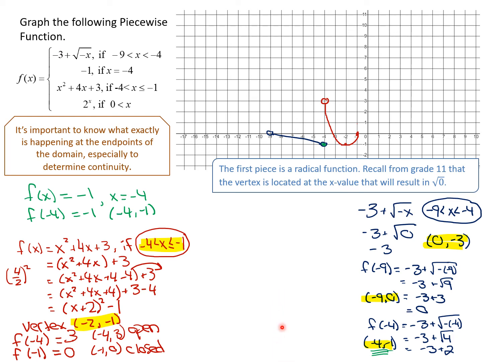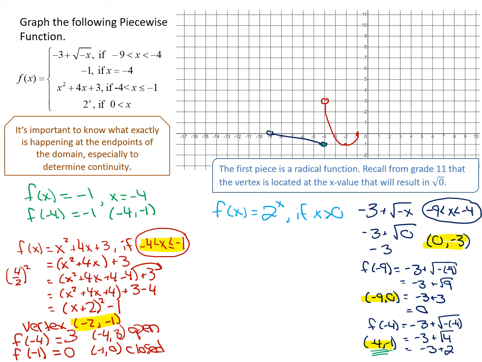The last piece we have is exponential. So this question is a good review for you of all your functions. Exponential. So our last piece, I'll put in the middle here, is f of x equals 2 to the power of x, and that occurs if x is greater than 0. So this is going to tell us everything that's going to happen on the whole right hand side of my graph now.